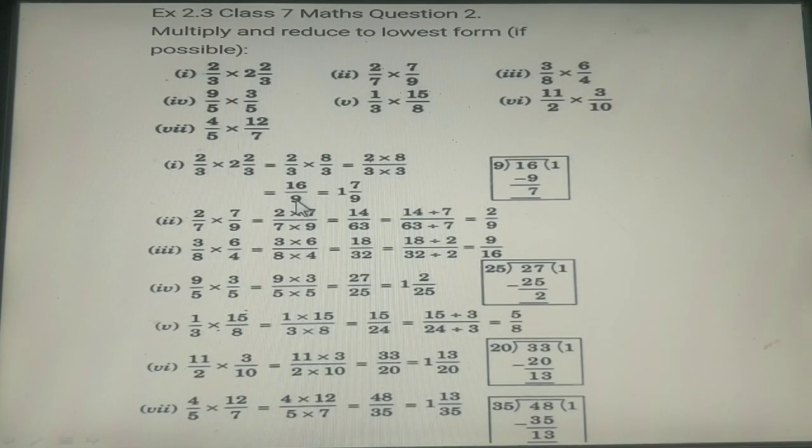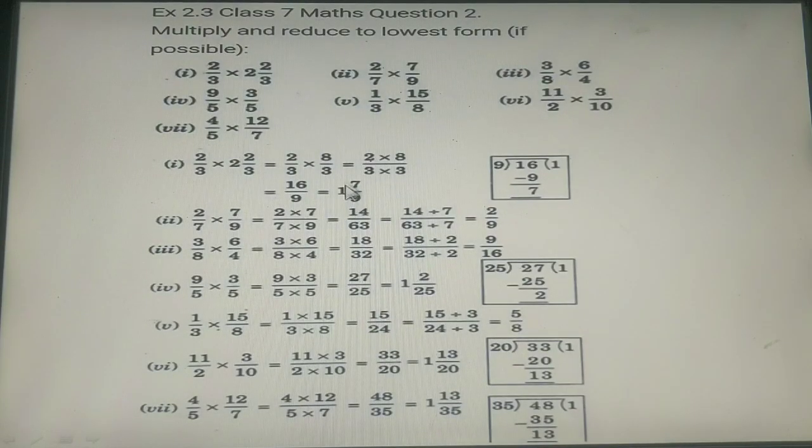Now you can see this is an improper fraction, so you will divide it very neatly, and you will say that 9 ones are 9, your remainder is 7. So finally the mixed fraction that you have got is 1 and 7 by 9. It's very easy, right, and very systematically done for you children.